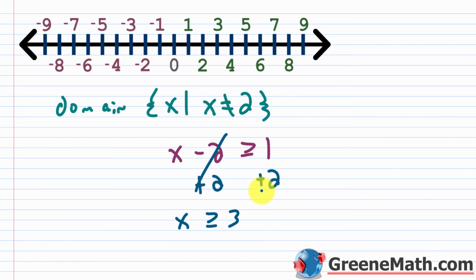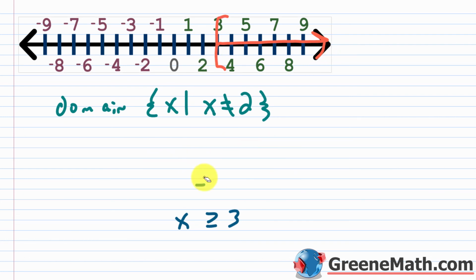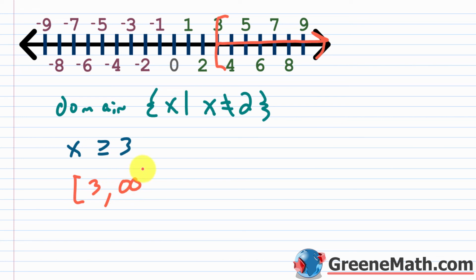No, because if I go to 3 on the number line, and I put a bracket there because it's included, and I shade everything to the right, I'm okay, right? This value of 2 is to the left of 3. Right, so there's no problems here. So if I wanted to list the solution for this problem, I would say that x is greater than or equal to 3. I could put a bracket here next to 3, and this would go out to positive infinity.